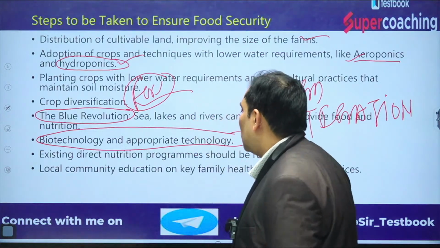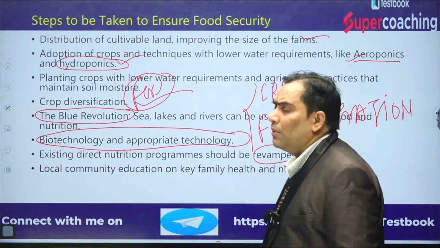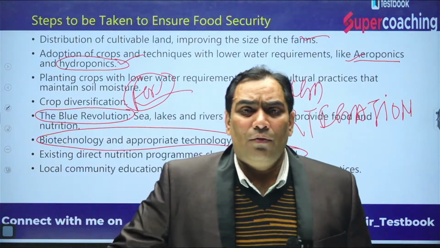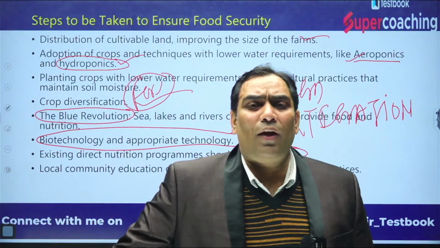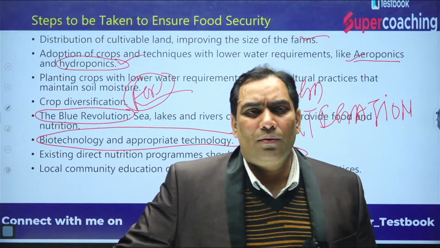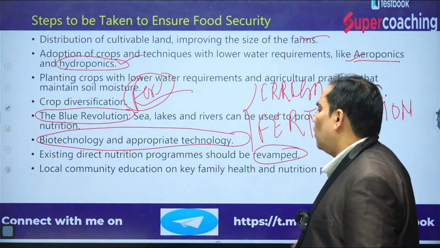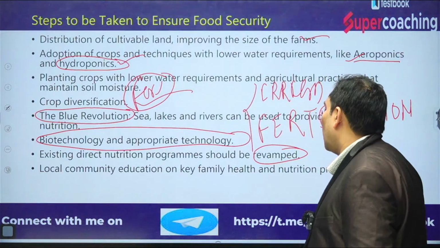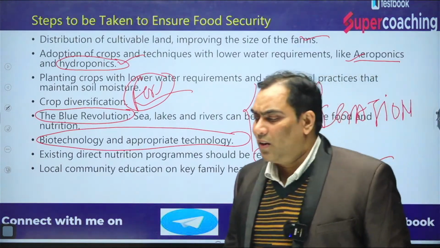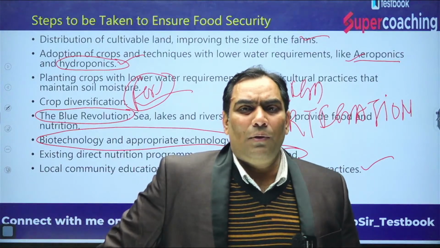Not only this, the existing direct nutrition programs should be revamped. Revamped means there is a need for accountability of the authority, whether we are spending that much and why it is not giving results. There is a lack of accountability. And there can be local community education in key family health and nutrition practices. We can educate the families as well, to create awareness among the families.